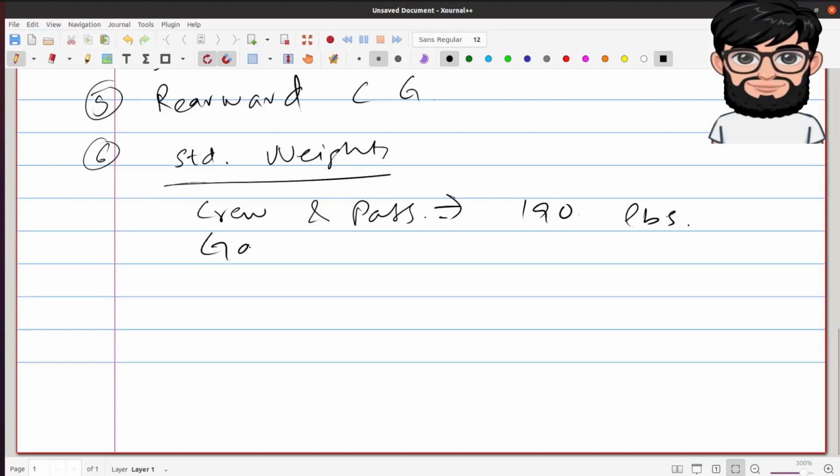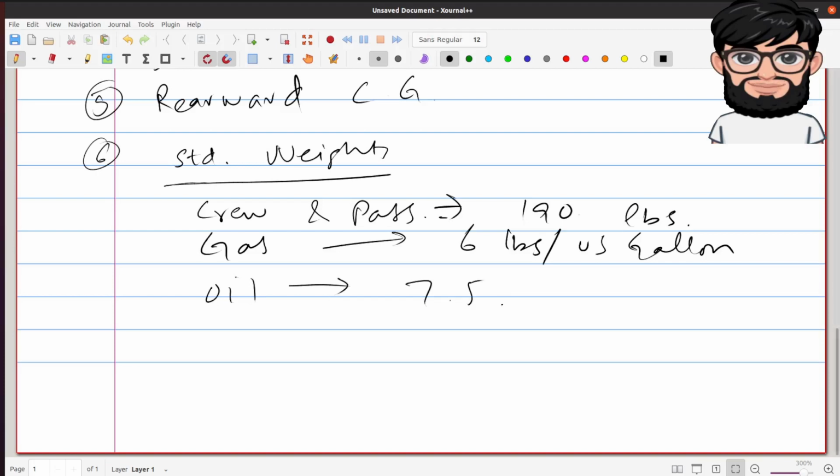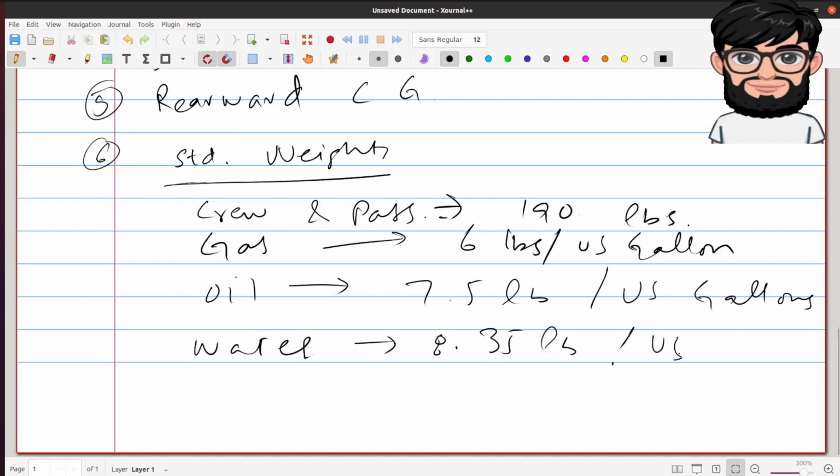The gas or gasoline is assumed 6 pounds per US gallon. The oil is 7.5 pounds, again per US gallon, and water is considered 8.35 pounds per US gallon. Okay, 8.35 for water, oil is 7.5, gas is 6 pounds per gallon, and then the crew members' standard weights are taken as 190 pounds.